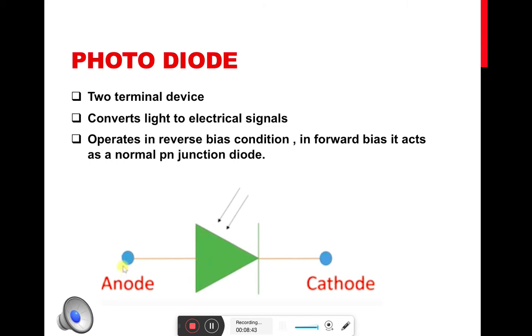First we'll learn what a photodiode is, and then we'll go to the PIN photodiode and avalanche photodiode. The photodiode is a two-terminal device, as you can see from the figure. The function of the photodiode is to convert the light signal into an electric signal, and the photodiode always operates in the reverse bias condition. In the forward bias condition, it just acts as a normal PN junction diode, where the p-type material is the anode and the n-type material is the cathode.